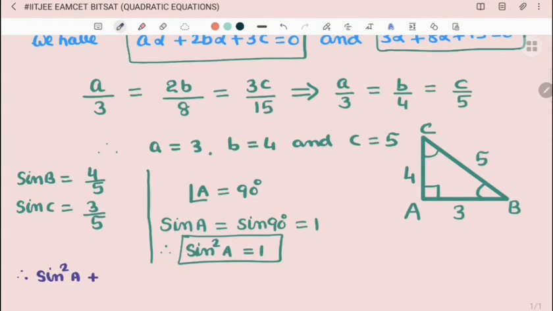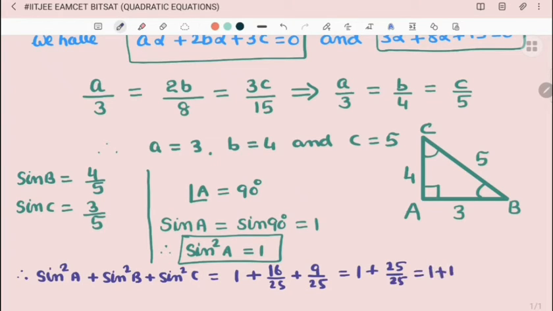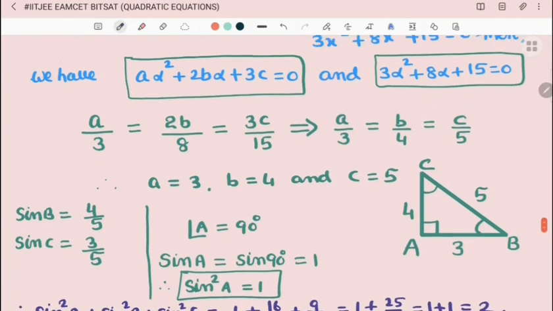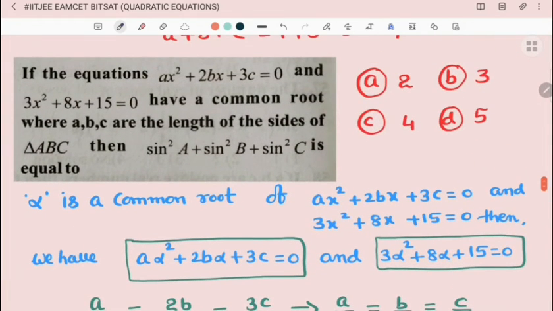sin square A plus sin square B plus sin square C is equal to, sin square A value we already got as 1, sin square B is 4 by 5 whole square, 16 by 25, plus sin square C is 3 by 5 whole square, 9 by 25, which is equal to 1 plus 16 plus 9, 25 by 25, which is equal to 1 plus 1, which is equal to 2. Therefore, the value of sin square A plus sin square B plus sin square C is equal to 2. We have it in option A.